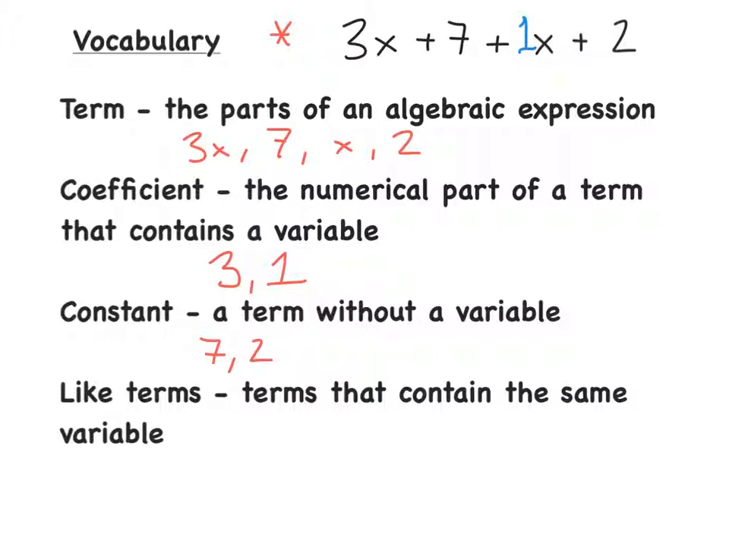Now we're looking at like terms. Like terms are terms that contain the same variable. So we have 2 like terms here. We have 3x and we have 1x, or just x. So these are 2 like terms. We have 3x and we have x, or if you want to think of it as 1x.